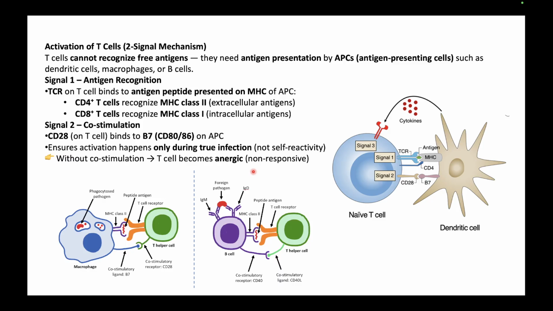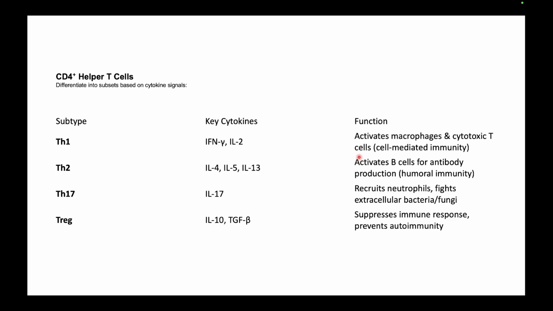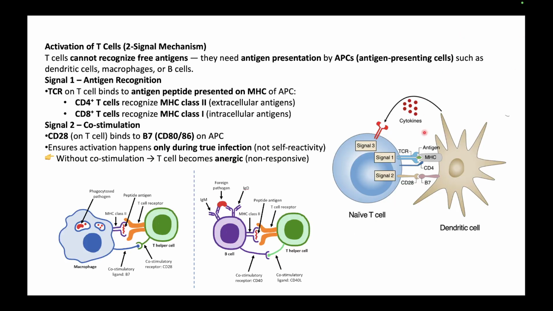So these two signals are involved: first the antigen recognition, then the co-stimulation. And in some cases there is also a third signal, which is the release of certain cytokines by the antigen presenting cell, giving an additional signal so that altogether the T cells are activated. In case of CD4 positive helper T cells, this is the third signal: after the recognition complex has been formed and co-stimulation is there, cytokine release by the antigen presenting cell happens.